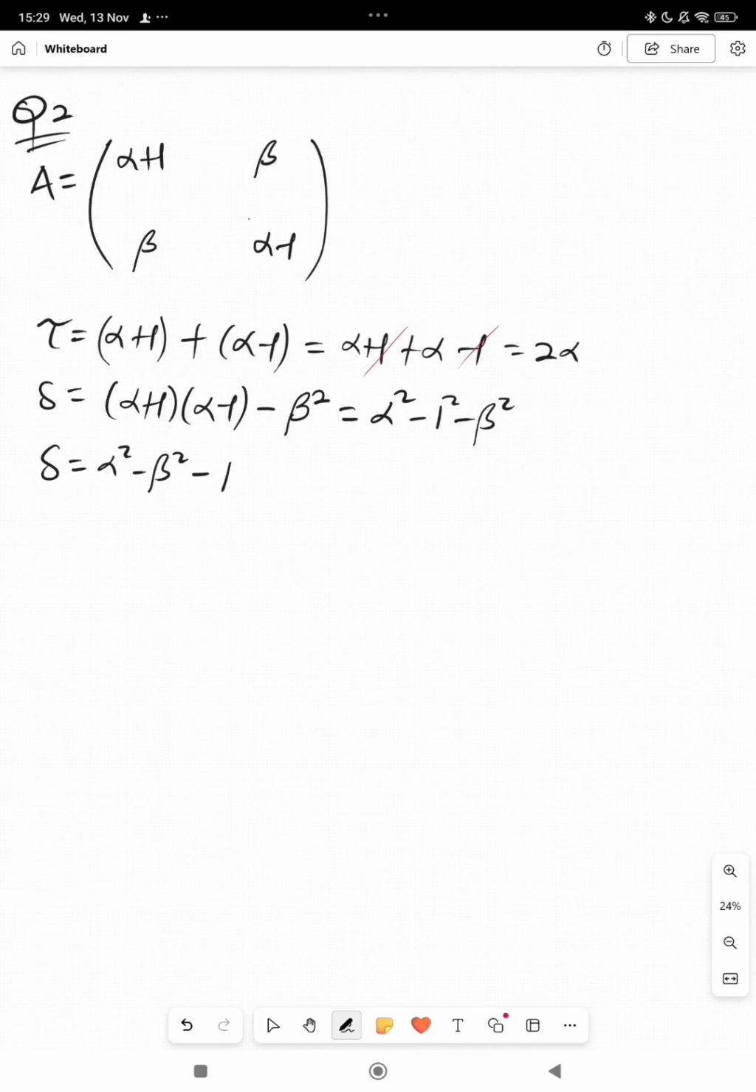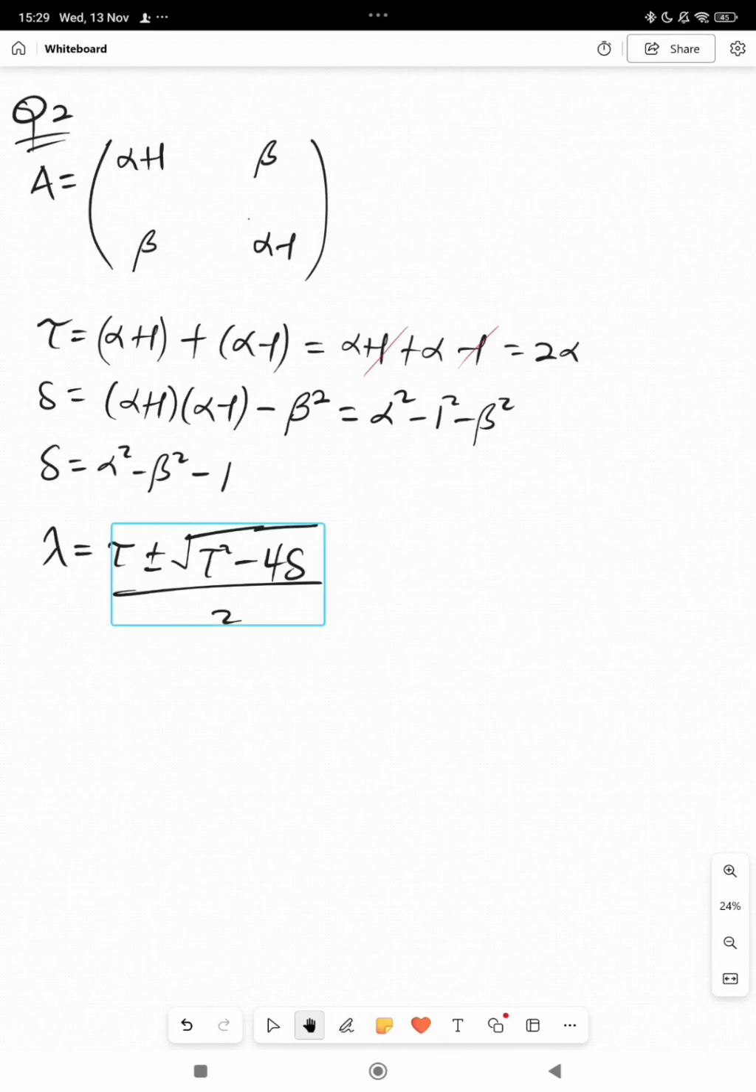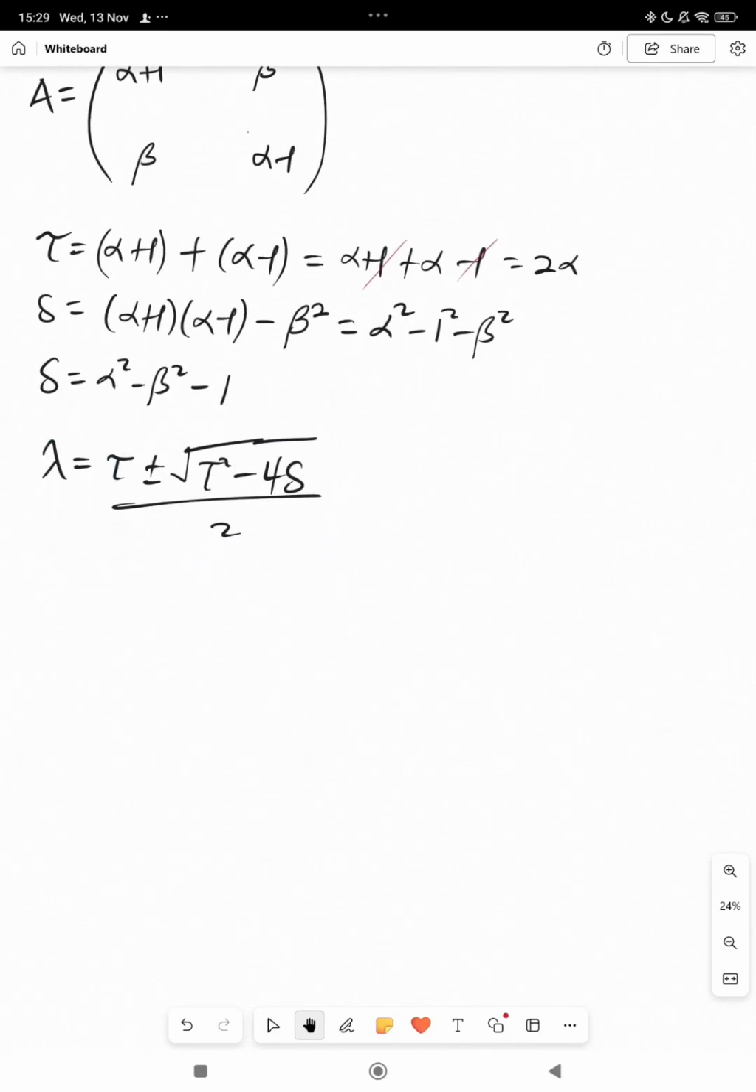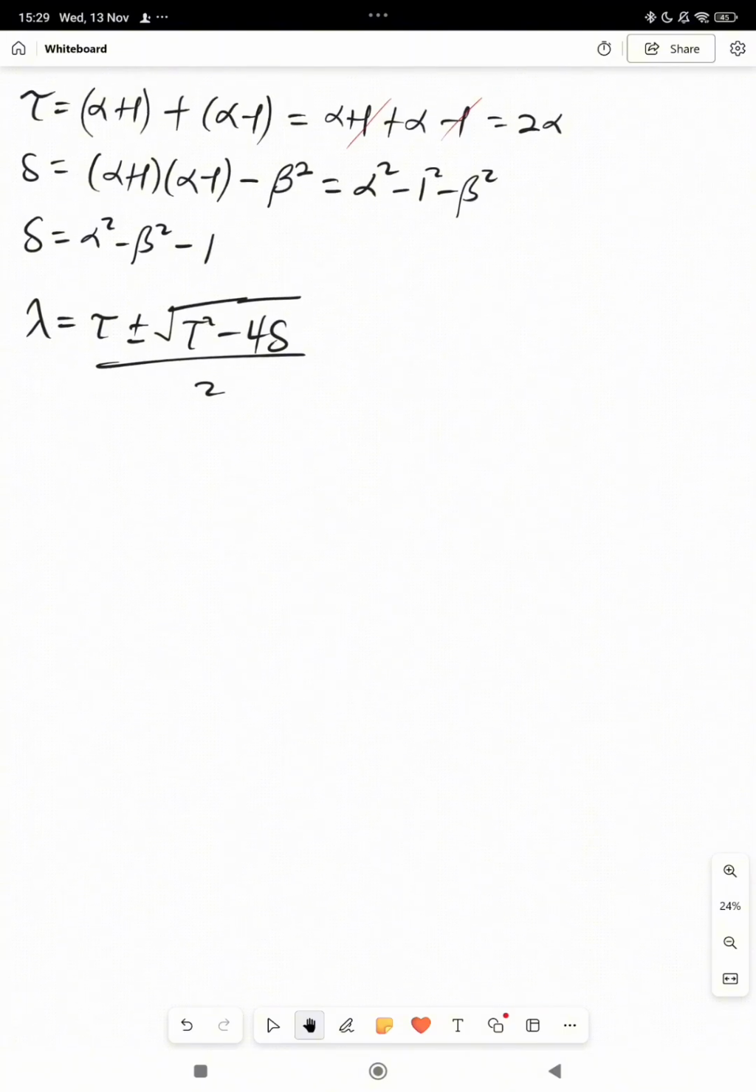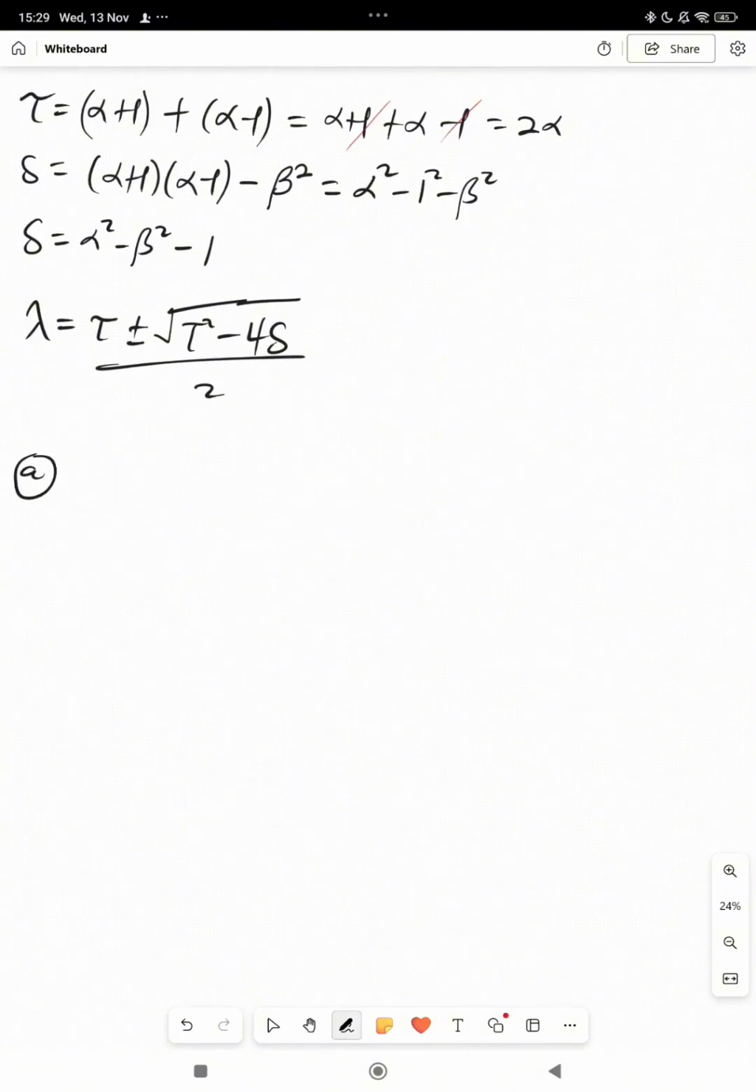With this, we now have an expression for tau and delta. So we can use lambda equals tau plus or minus the square root of tau squared minus 4 delta, all divided by 2, to find our eigenvalues. So we're going to solve for A, and I'm going to leave the rest for you to practice.